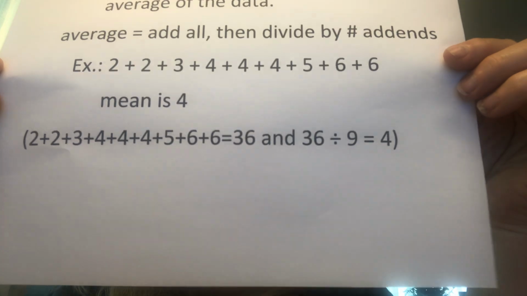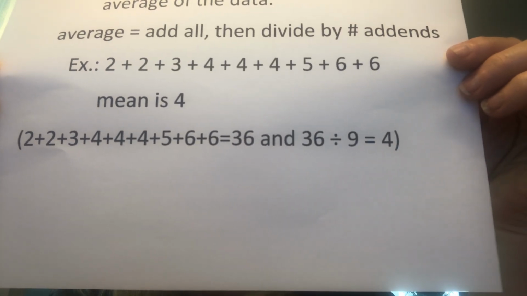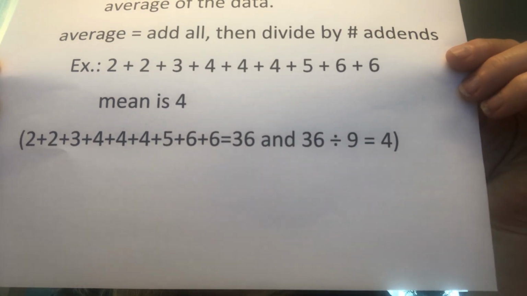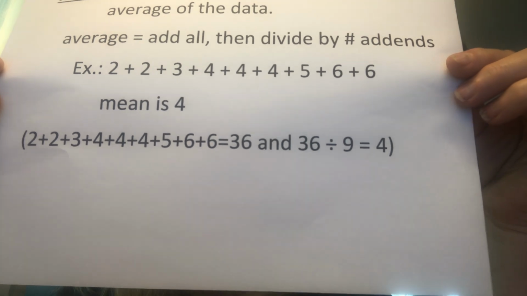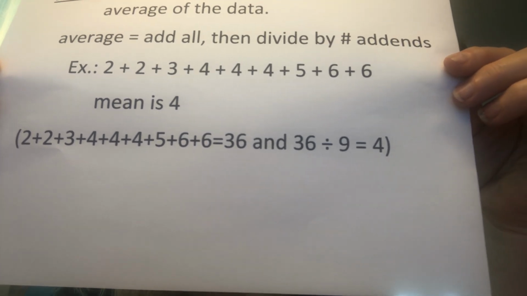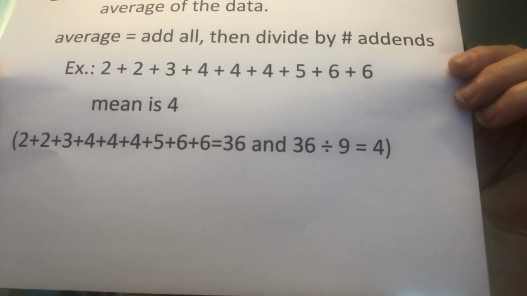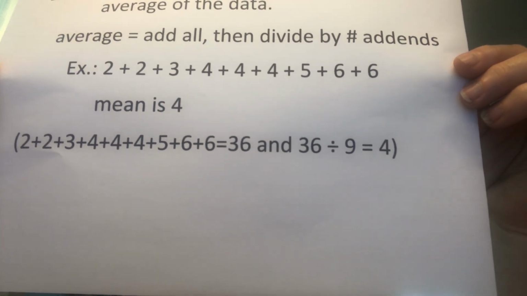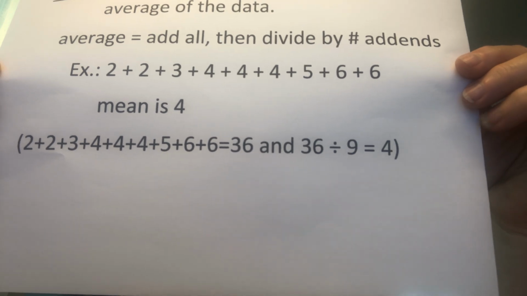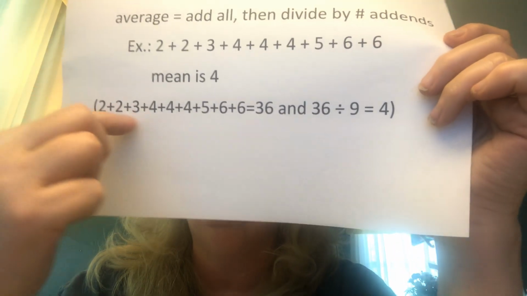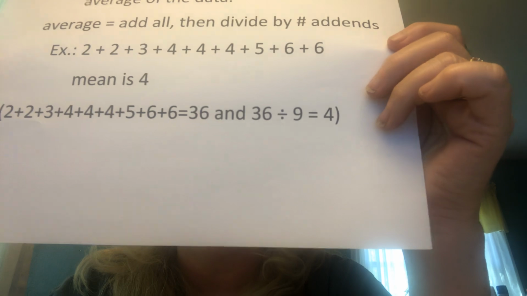When you add all of these together, 2 plus 2 is 4, plus 3 is 7, plus 4 is 11, plus 4 is 15, plus 4 is 19, plus 5 is 24, plus 6 is 30, plus 6 is 36. So when you add all of those numbers up, you get 36.